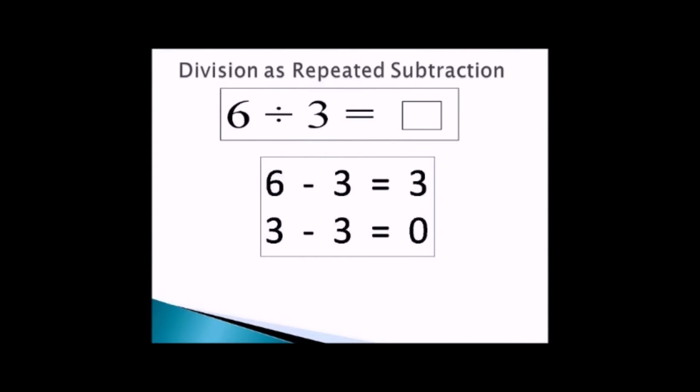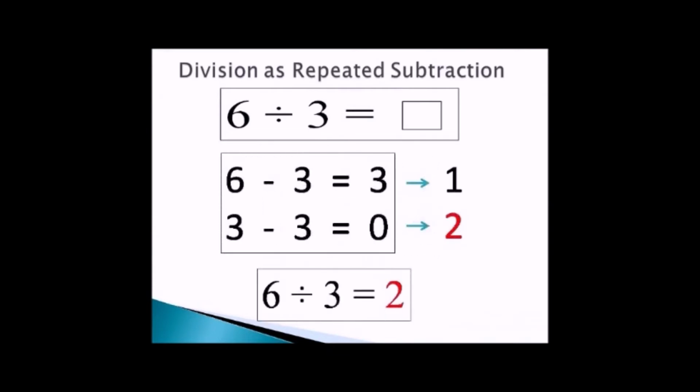So now get your children to be able to do division as repeated subtraction, especially those who have challenges. The first thing we're doing is 6 divided by 3. So we say 6 take away 3 is equal to 3. Then we take away again. 3 take away 3 is equal to 0. We stop. Once we get 0, we stop. Now, what we do is we count how many times we subtracted. And the blue arrows show you that: 1, 2. So 6 divided by 3 is equal to 2, because we have to subtract twice. And once you get to 0, that's it.